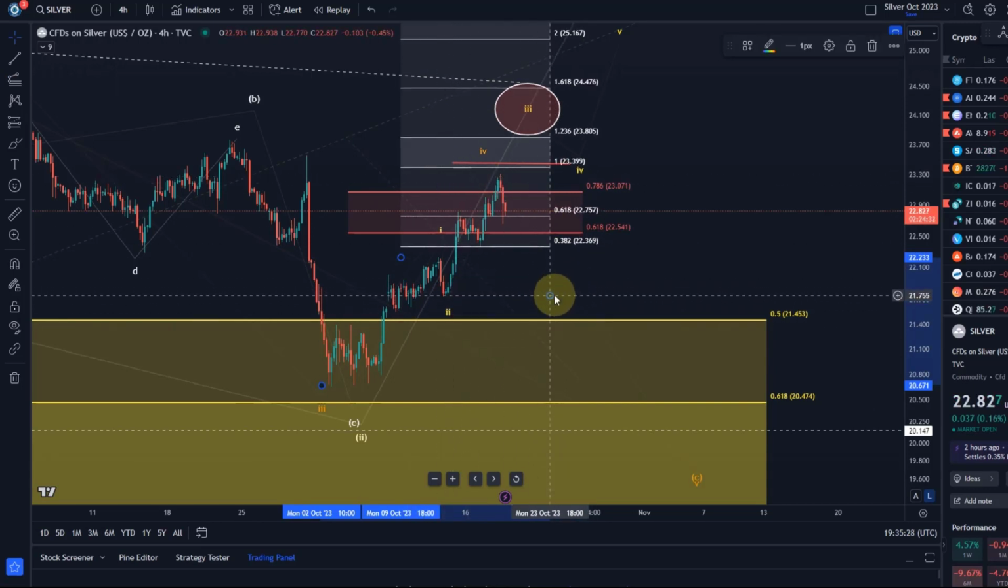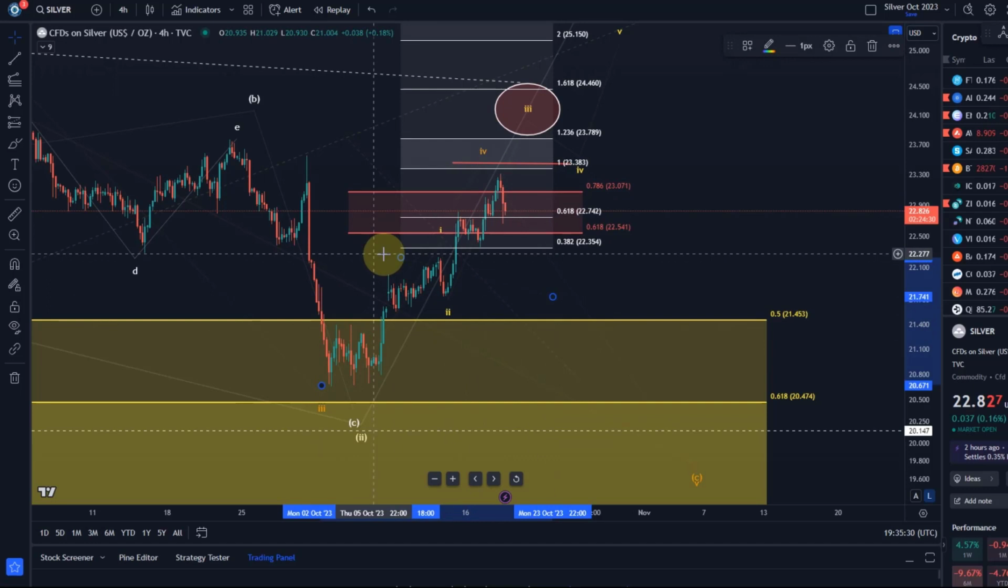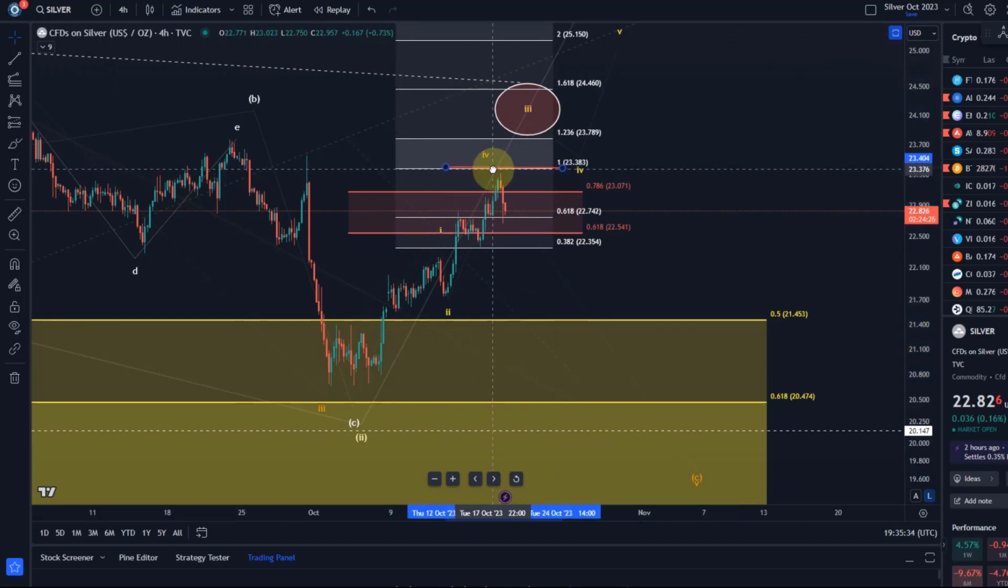Let me just double check that. Yeah, maybe I did set that a little too high. So it's here, $23.38 basically. This is essentially the level that really needs to break to make a bearish outcome less likely.